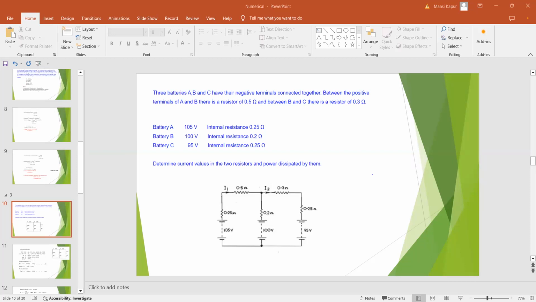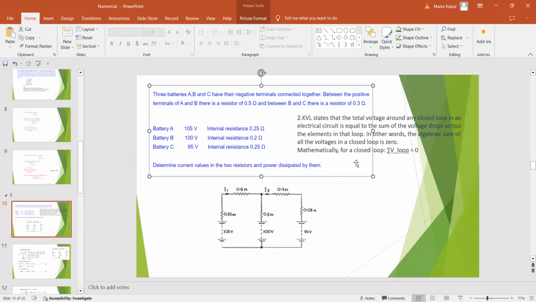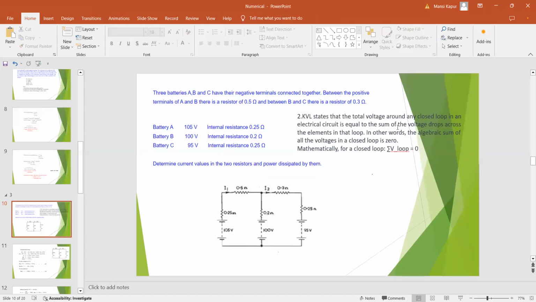Could you repeat one more time? In a closed loop, the voltage sum is zero. KVL states that the total voltage around any closed loop in an electrical circuit is equal to the sum of the voltage drops across the elements in that loop. In other words, the algebraic sum of all the voltages in the closed loop is 0. So the summation of all the voltages in the loop will be 0.